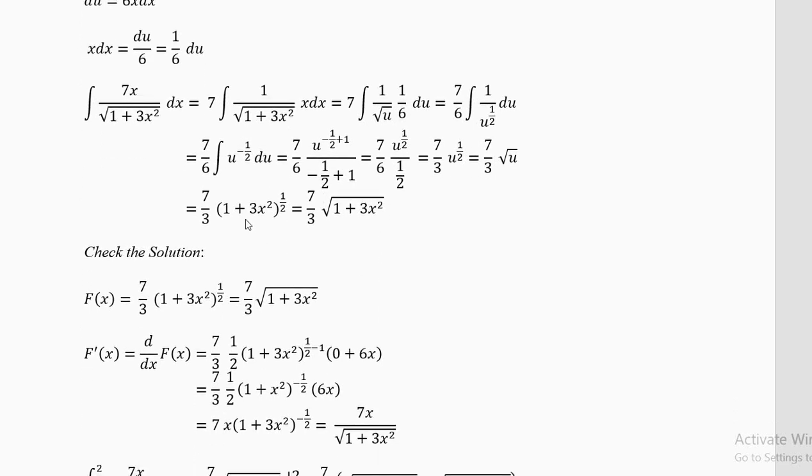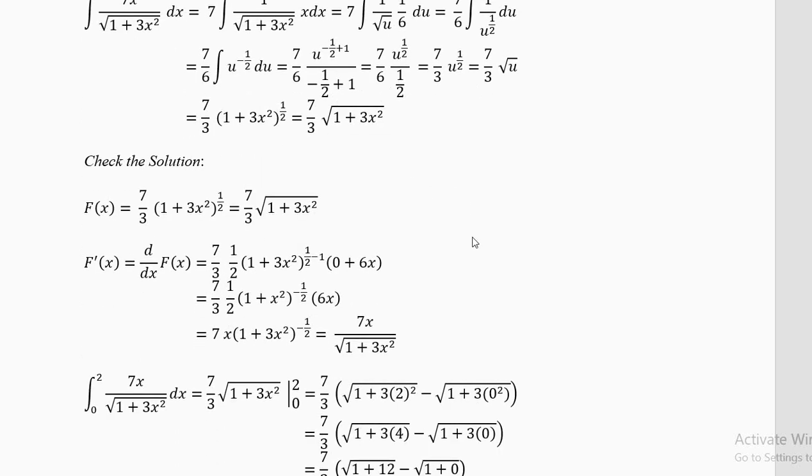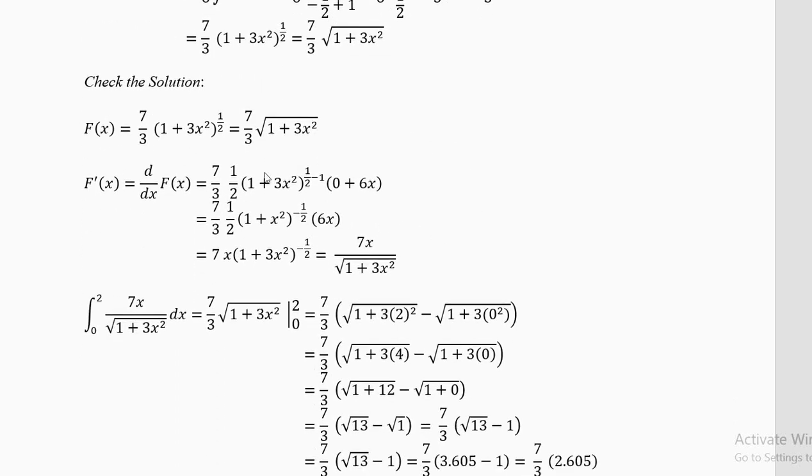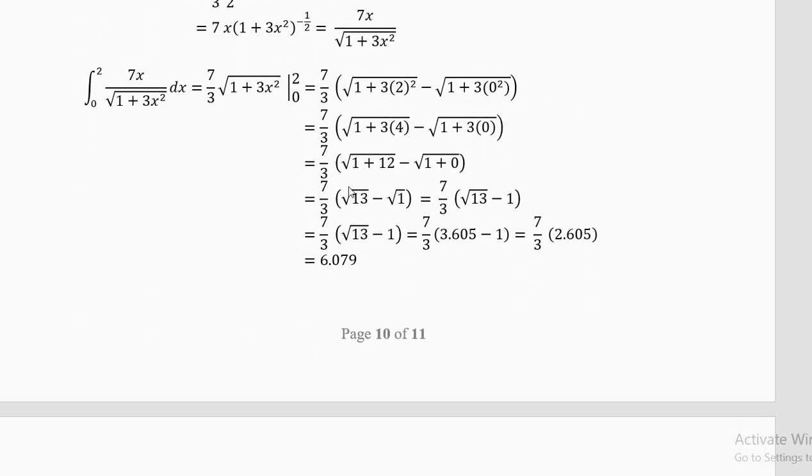Now put back the value of u, which is 1 plus 3x squared, power half. Now you'll get 7 over 3 square root of 1 plus 3x squared. Now those of you who wish can differentiate and check the answer. Others can just substitute the values 0 to 2. Now 7 by 3 into the square root of 1 plus 3x squared going from 0 to 2.